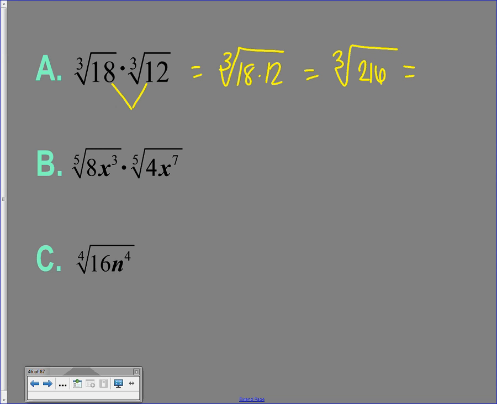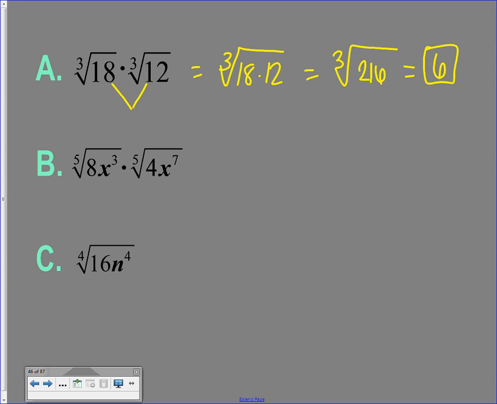Well, obviously that's a little bit nicer, so the third root of 216 is 6. If we had originally tried to do the third root of 18 and the third root of 12 separately, we would have decimals, and then the approximate answers of those would not get us to exactly 6. So it's better to multiply them together and then take the root after that.